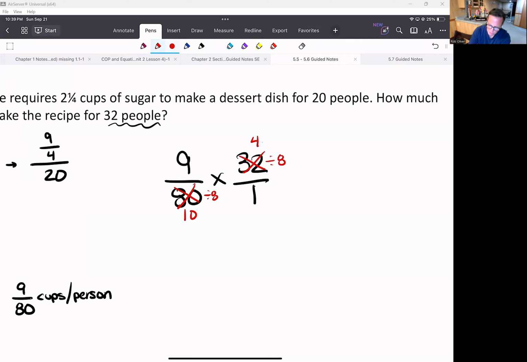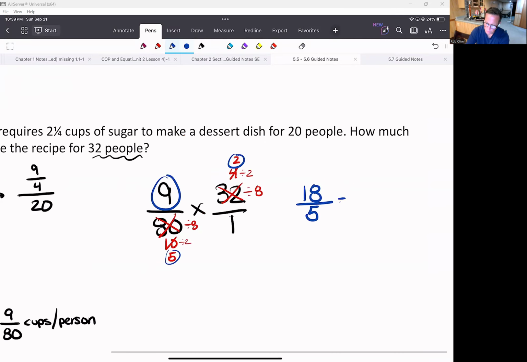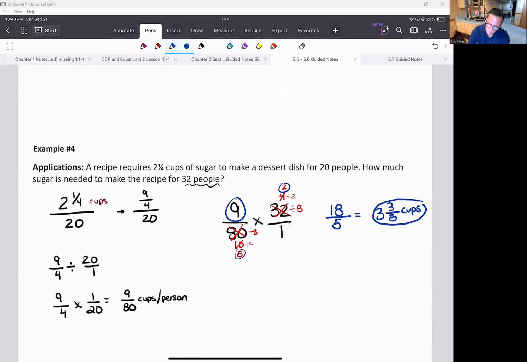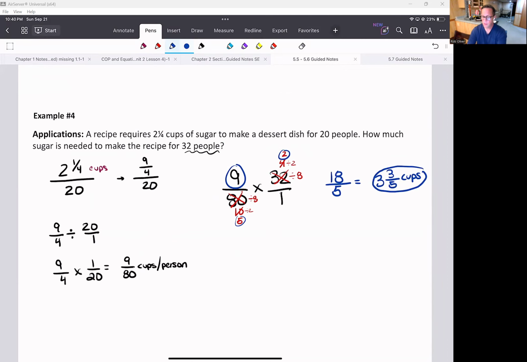All right, and we can cross cancel again. We can divide by 2. And we could have divided everything by 16. I didn't see that right away. So we get 2 and we get 5. So now we have 9 times 2, which is 18. 5 times 1, which is 5. Now change that into an improper fraction. That comes out to 3 3/5 cups. So that's how much sugar is going to be needed for 32 people. 3 3/5 cups.